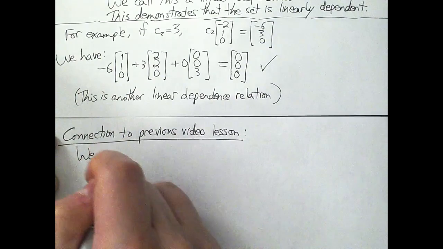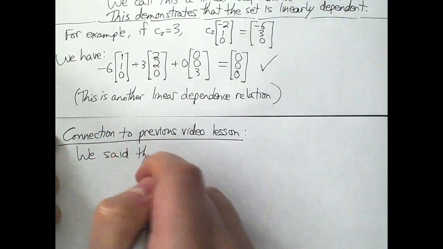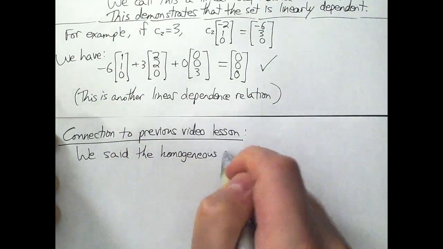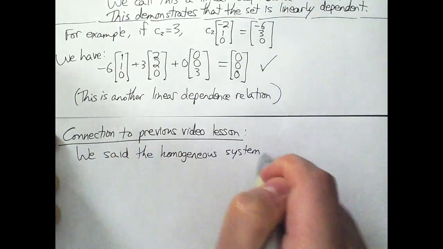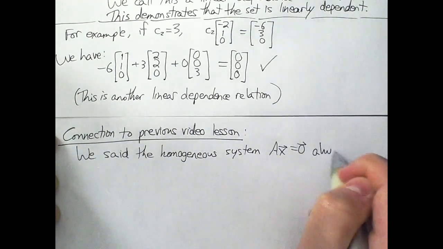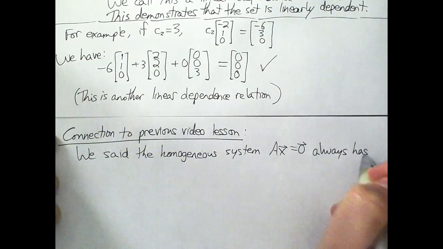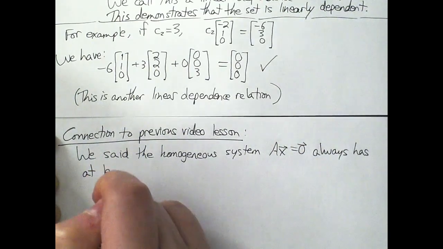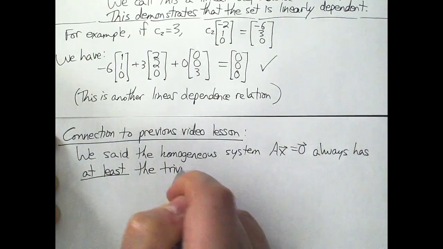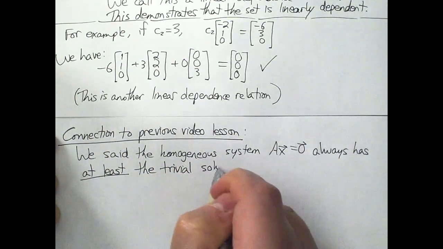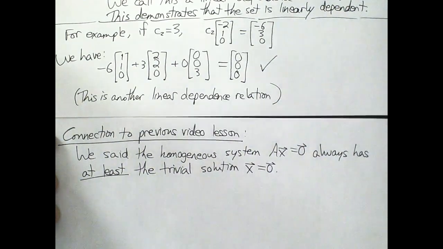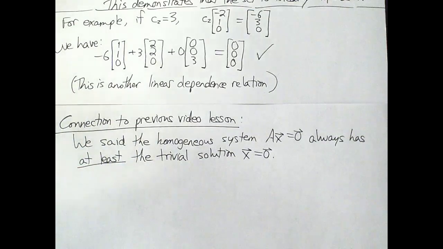We said the homogeneous system AX equals 0 always has at least the trivial solution. Certainly seems like there's some connection between that sentence and what we're talking about today.